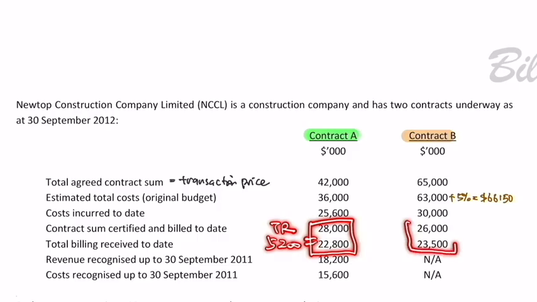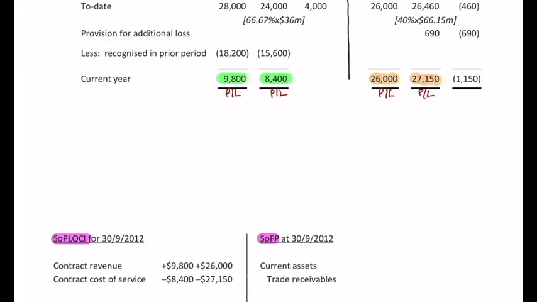Same for contract B, bill 26,000. The customer only paid 23,500. The difference is considered as trade receivable. The trade receivable for contract A, the billing made is equal to 28, but the entity only received 22,800. For contract B, the billing is 26 and the customer only paid 23,500. The amount worked out to be $7.7 million.